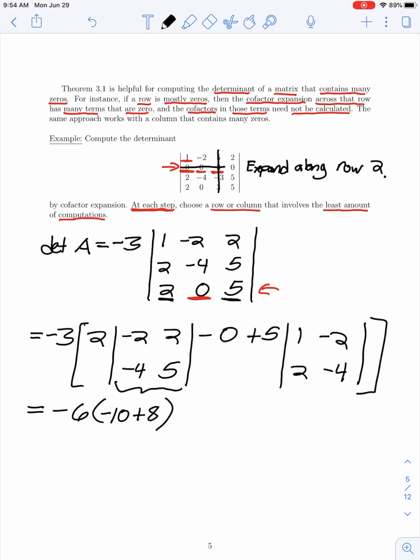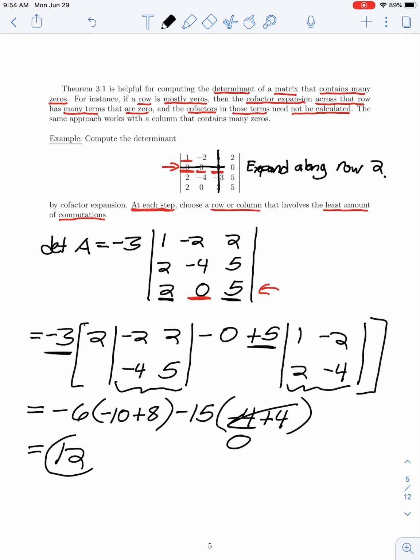minus 0. Then I have my -3 out in front distributing to the +5, so I have -15 times the determinant of this 2 by 2 submatrix on the end would be -4 minus a -4. So I'm left with -6 times -2 is 12, plus this last entry is 0. So I'm left with a determinant of 12.